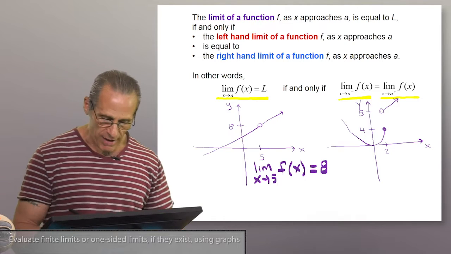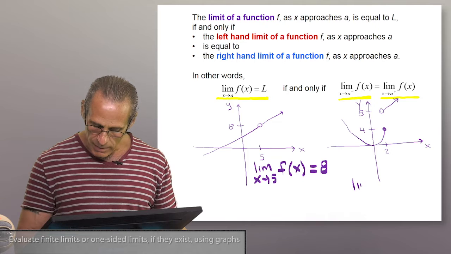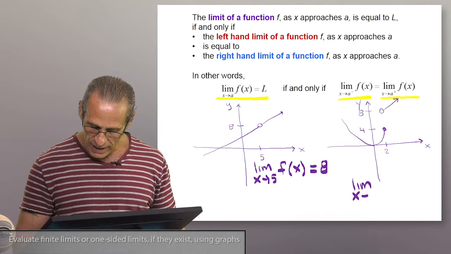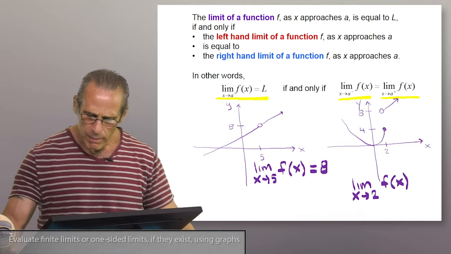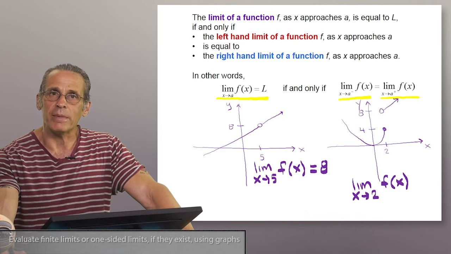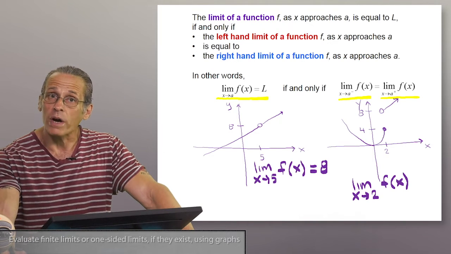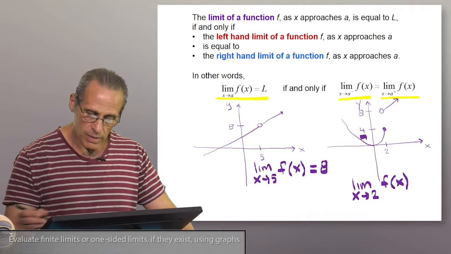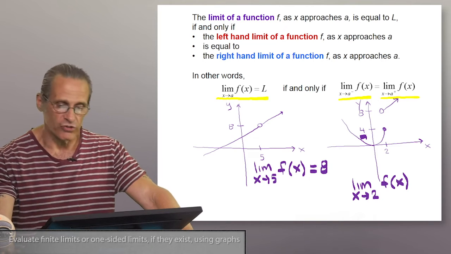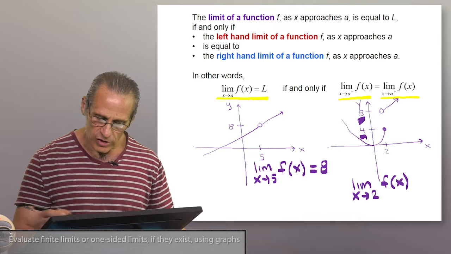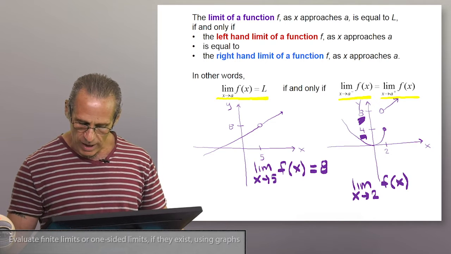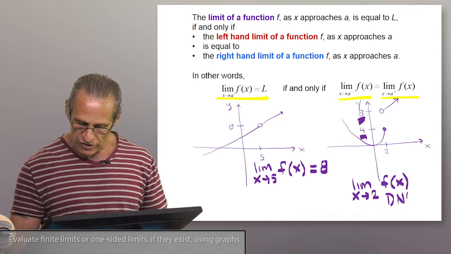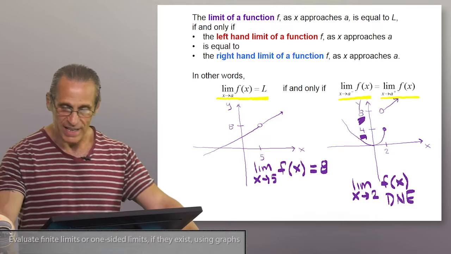When I take a look at the graph on the right, my limit as x approaches that input value of 2, well, let me pause for a sec. The left-hand limit as I approach 2 was 4, and my right-hand limit as I approach 2 was 8, and those two values are not equal. So now I would say my limit does not exist, and I'd use the abbreviation DNE.